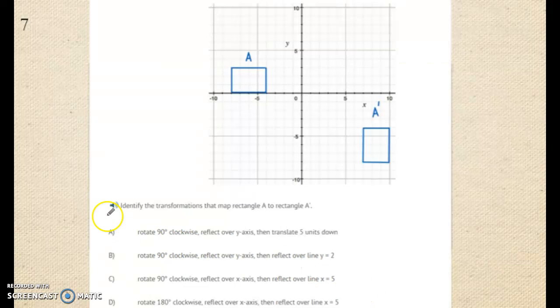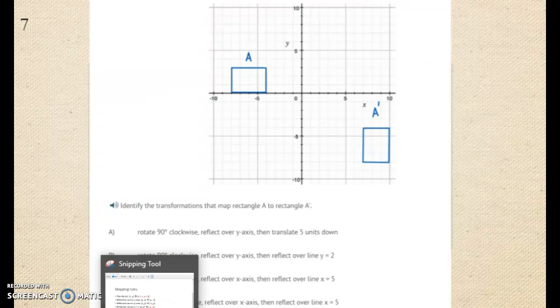All right, so for number 7, it says identify the transformation that maps rectangle A to rectangle A prime. So we're going to start here and we're going to try to end up over here. All right, so I don't really have a good method of doing this besides just doing it.